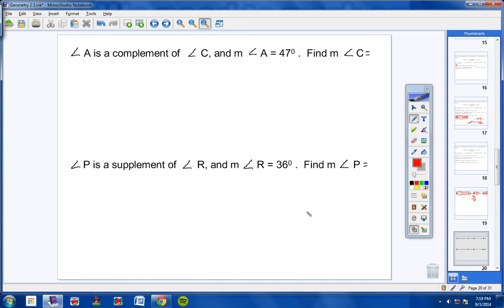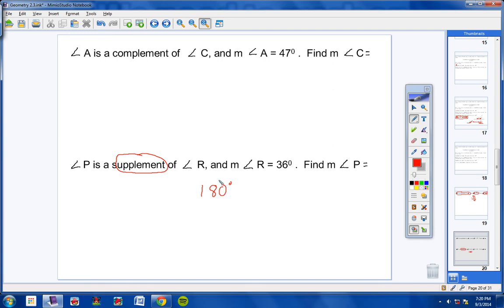And then feel free to work ahead or stay with me, whatever you would like to do. But do notice there's been one key word change. Now instead of the two angles being complementary, they are supplementary. Okay. All right, here we go. P is a supplement of R. The measure of angle R equals 36 degrees. Find the measure of P. Well, notice right away these two angles are supplementary. That means they're going to add up to 180 degrees.